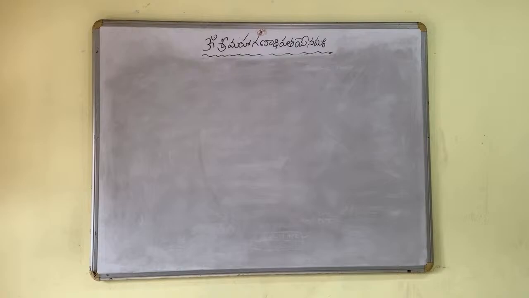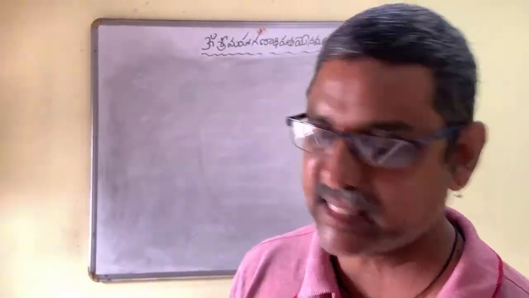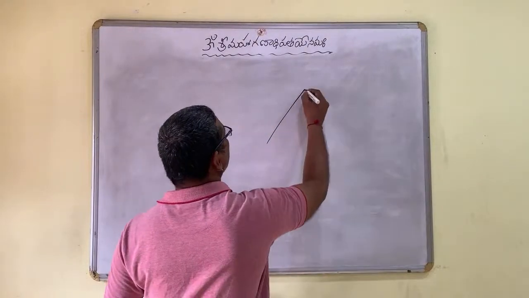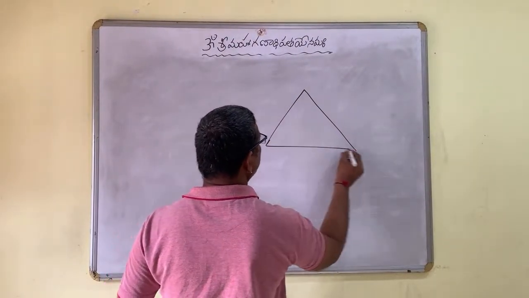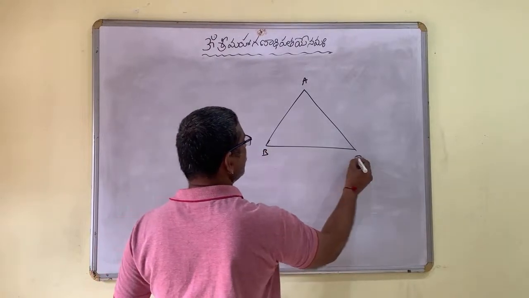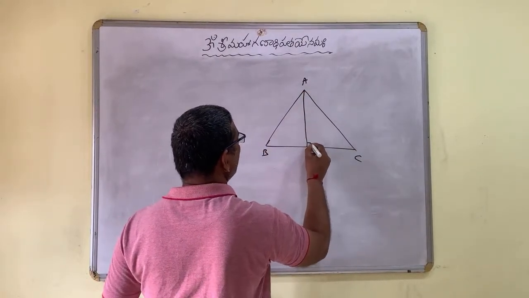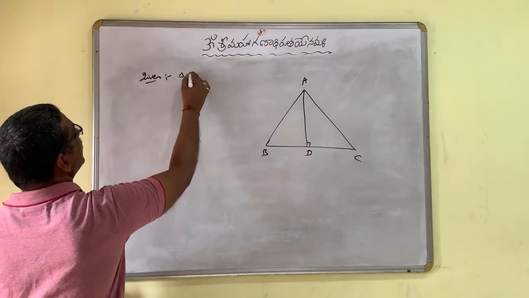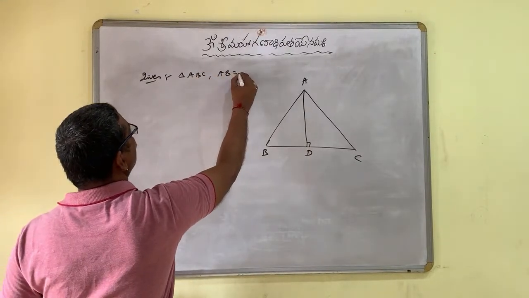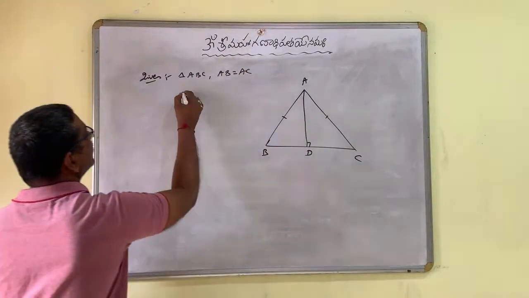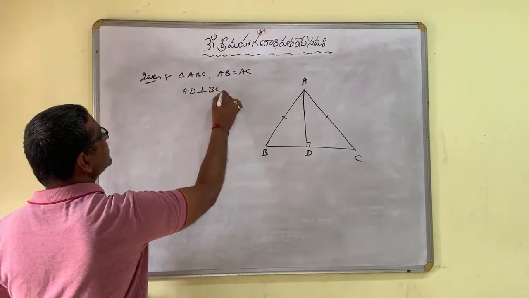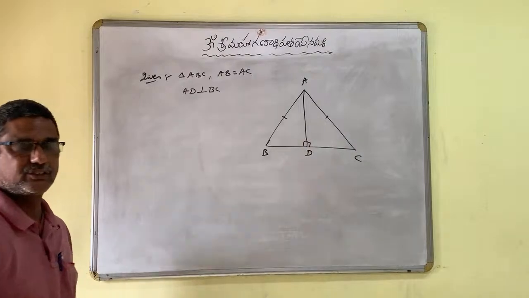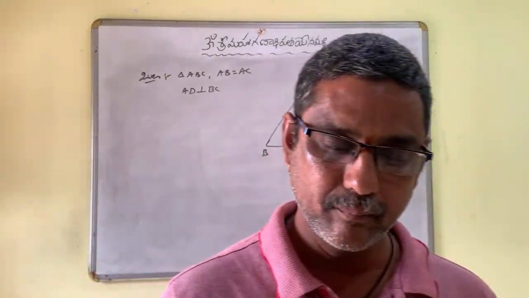Now see the second question. AD is an altitude of an isosceles triangle ABC in which AB is equal to AC. There is an isosceles triangle ABC and AD is the altitude. What is given? Triangle ABC in which AB is equal to AC. And not only that, AD is perpendicular to BC. That means these two angles are 90 degrees. Okay? So what we have to prove?